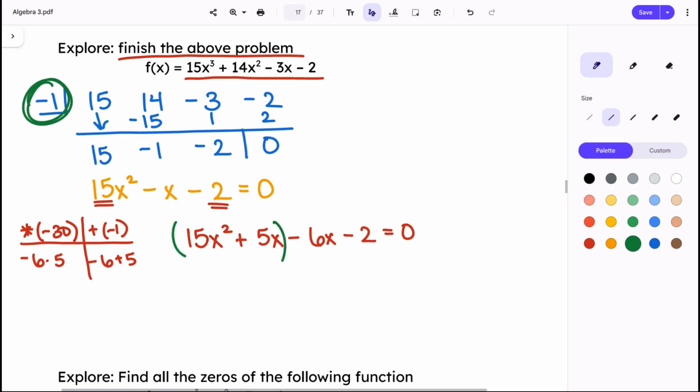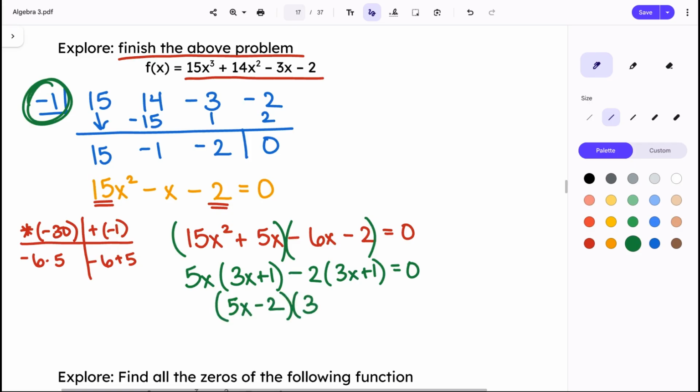So if we group, what can we take out of our first grouping? And that would leave me with, from the second set? Good, negative 2. Okay, so we've got 5x minus 2 and 3x plus 1. If I set those both equal to 0, what are we getting for answers? 2/5 and negative 1/3. So back up here at the top, what are all my roots?